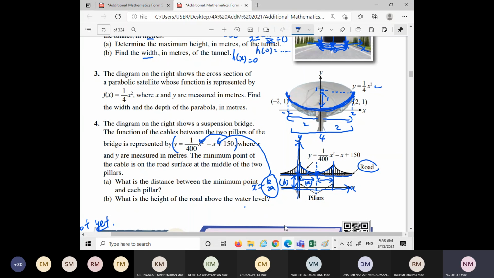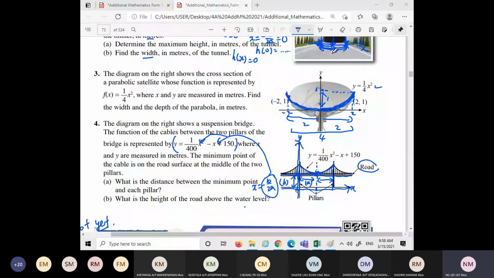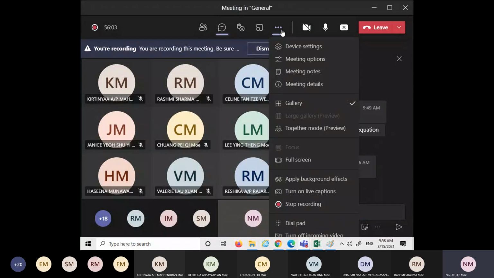So I think that's all for today. Wait, I'll give Ziwei 1 mark. The rest, don't worry. We try the next round. Then I got to come back here. So I've stopped recording.